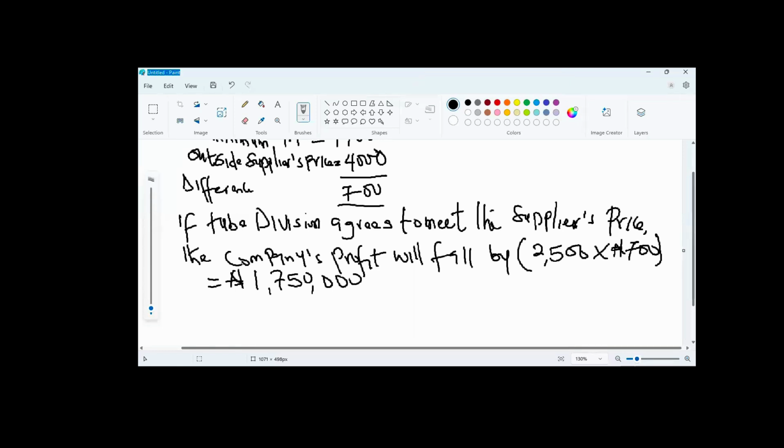Because we have said the minimum price the sub can take is 4,700. If you now agree to meet 4,000 naira, that means you are losing 700 naira per unit. If you produce 2,500, total loss becomes 2,500 multiplied by 700. That means the company's profit will reduce by 1,750,000.